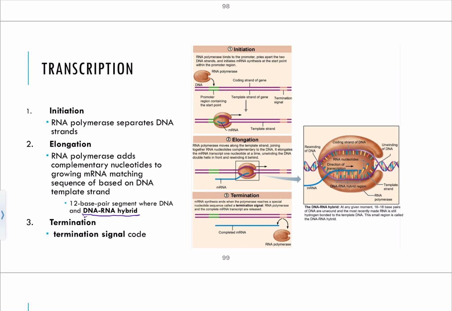And then basically it's going to keep continuing to transcribe until it reaches a segment on the DNA called a termination signal. Once it reaches a termination signal, the RNA polymerase is simply just going to fall off the DNA and stop transcription. And that's the point at which we have our completed mRNA. So again, transcription, we're taking DNA, we're converting it into an mRNA molecule. The enzyme responsible for that is RNA polymerase. It's going to start by binding to a promoter region, and it's going to stop transcribing when it hits a termination signal.